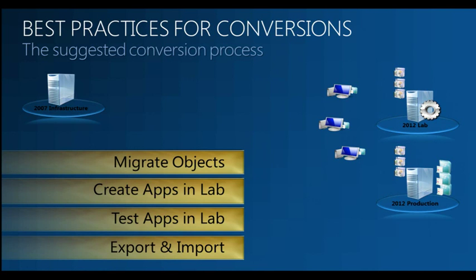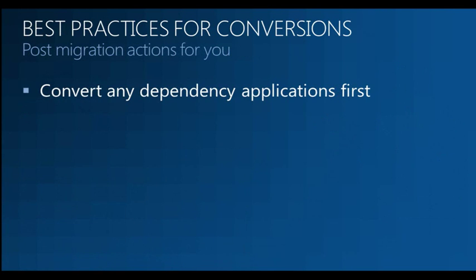So that's one of the suggested best practices to try to get you up and running and to have the least amount of impact. Another best practice is really about converting dependency applications first. So one of the benefits of the report or the offline report you build your strategy is to get the most automatic.